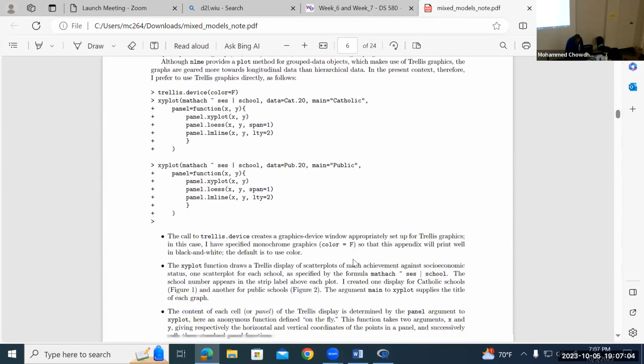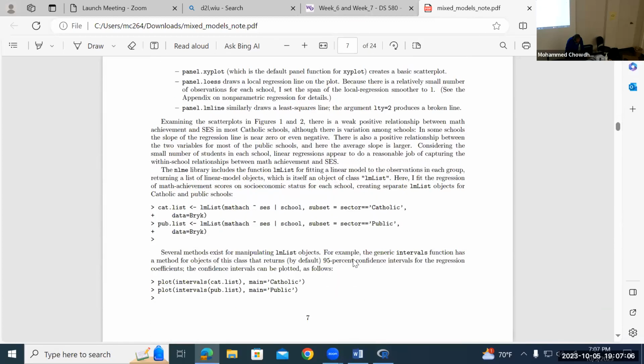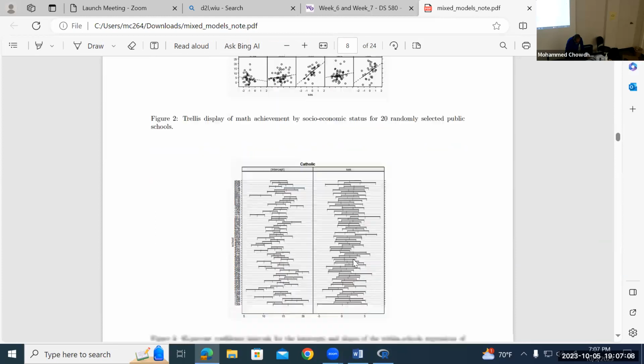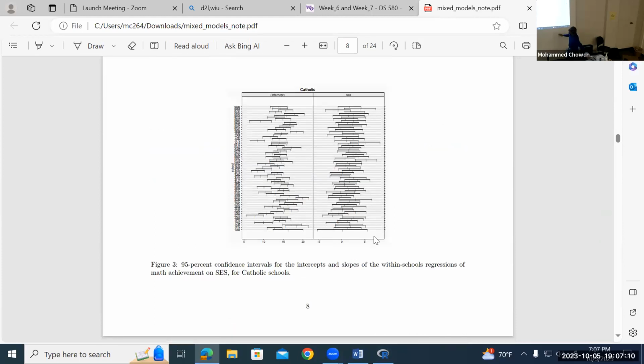you will get this type of graph for the data. Are you seeing this? This is the intercept for the Catholic school and this is the slope for the Catholic school. Okay, so this is the confidence interval for the intercept and the confidence interval for the slope, for the Catholic school as well as for the public school.